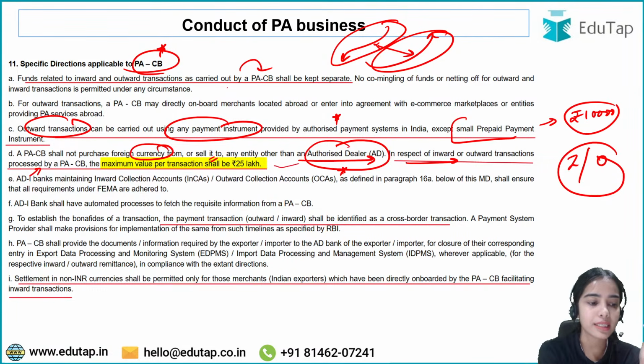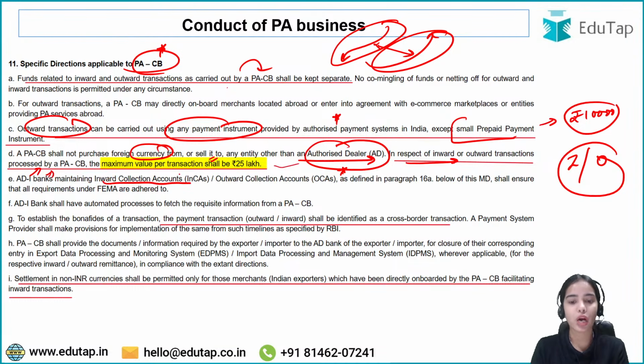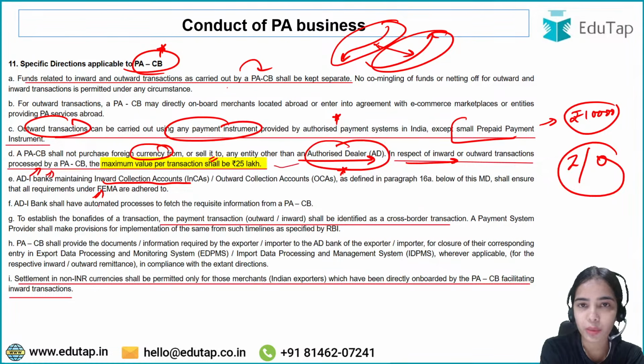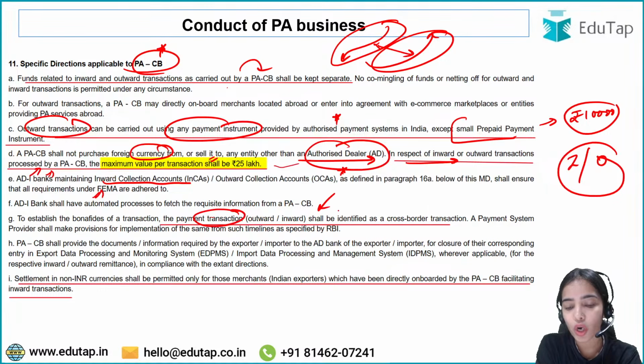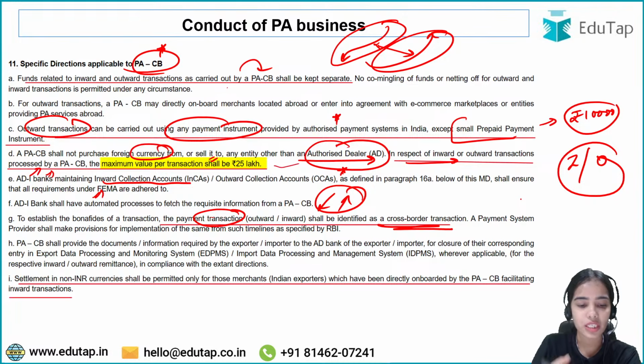Okay. Authorized dealer 1 banks maintaining inward collection accounts for the inward transaction or outward collection accounts for the outward transactions, they have to follow the FEMA regulation, Foreign Exchange Management Act regulations. Okay. To establish the norm for the transaction, basically payment transaction, inward or outward, they are identified as a cross-border transaction. So inward transaction or outward transaction, they are called cross-border transactions.